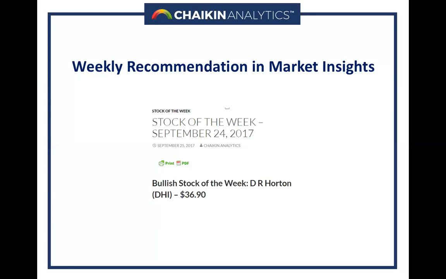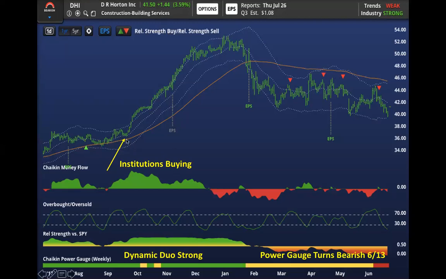Now, this next slide is probably the most important slide in the presentation. I'm going to ask you to look over my shoulder, and it embodies the whole life cycle of a stock from bullish to neutral to bearish. And this stock was recommended as my bullish stock of the week on September 24th. D.R. Horton, really fine home builder, makes first-time homes for first-time home buyers. And I recommended it at $36.90 in September. That's where I recommended it.